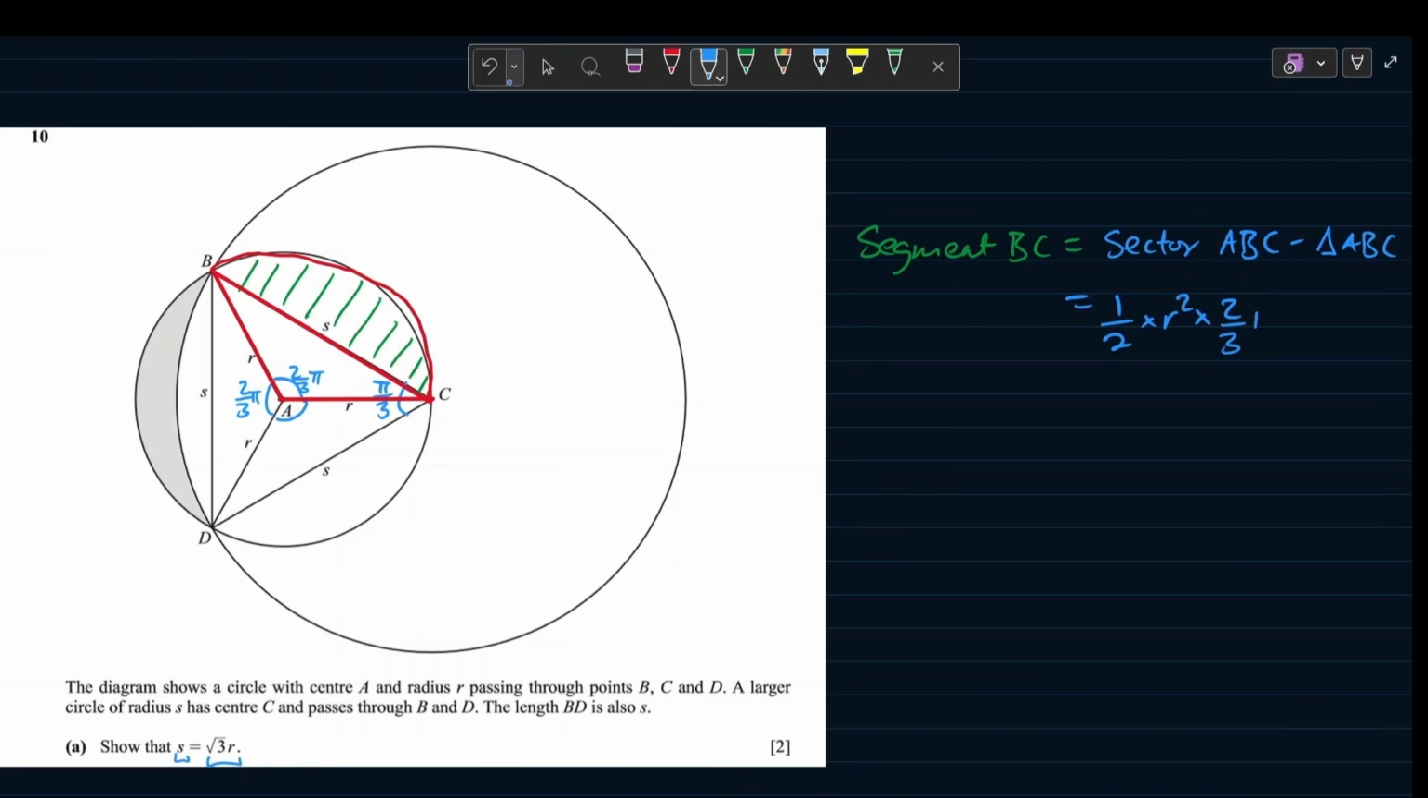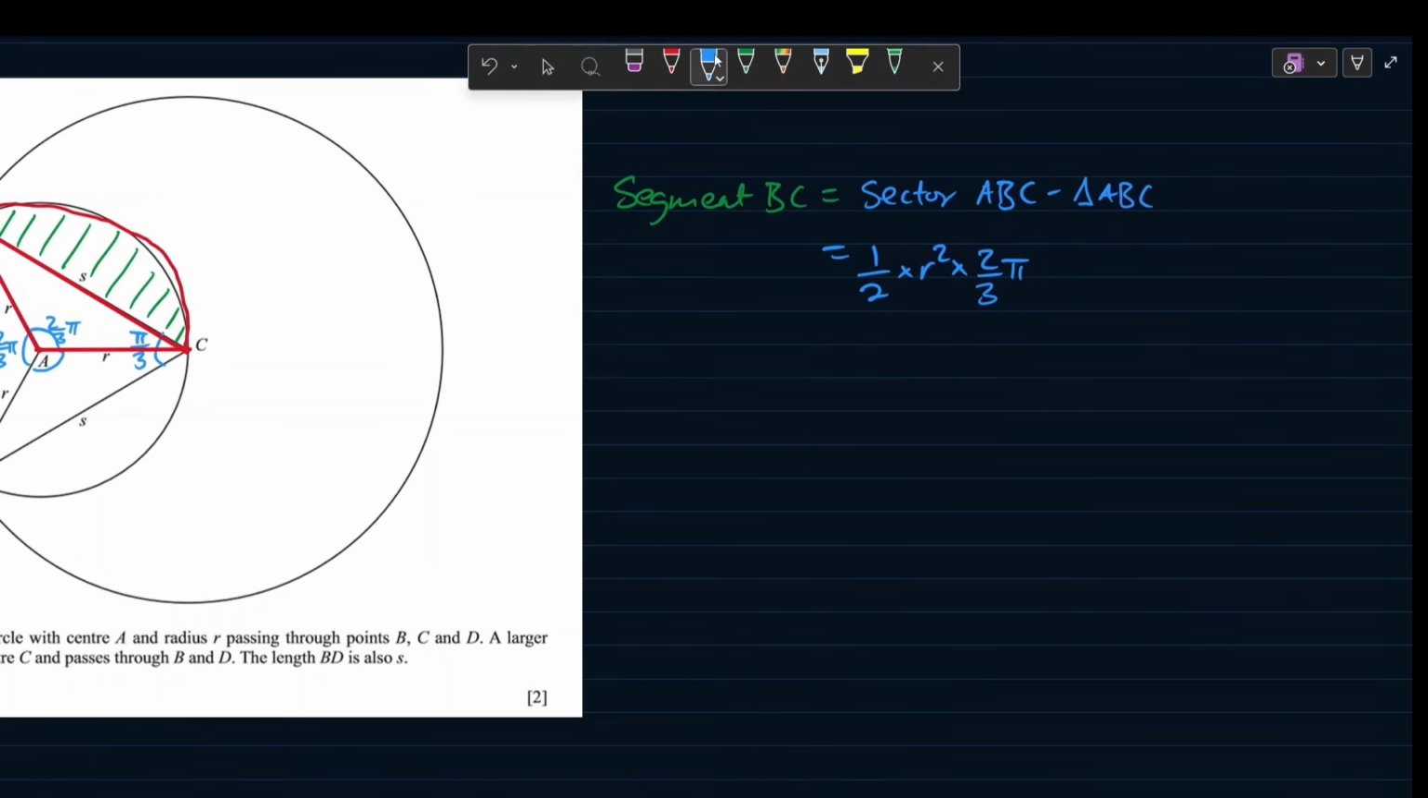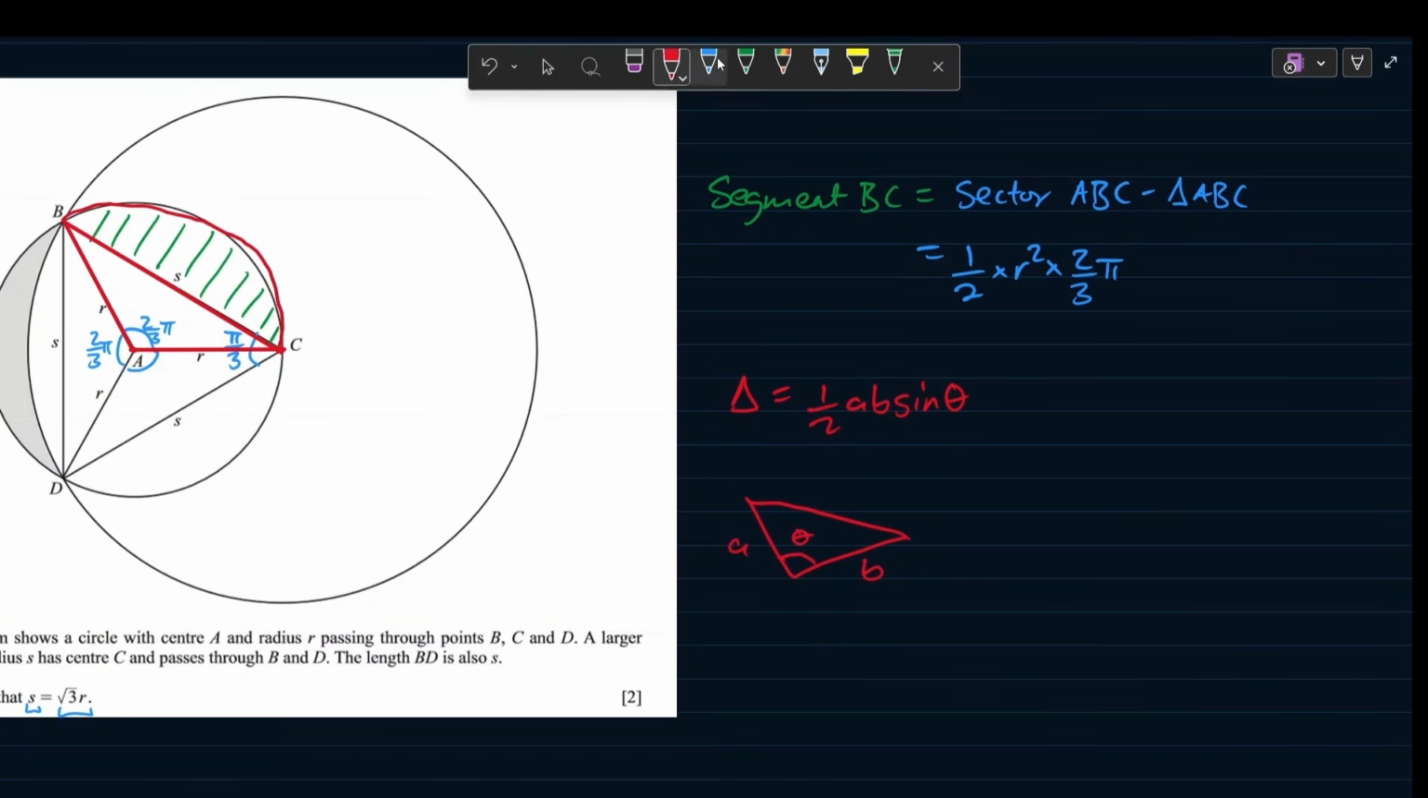So 2/3 pi. And then area of a triangle, we are actually going to use half AB sine theta. So this is where you have a situation like this, where you've got theta and you've got A and B, right? So in our case, this is minus half. Our A is going to be this radius, our B is this radius, and our theta is the 2/3 pi. So that's half r squared times sine of theta, which is 2/3 pi.